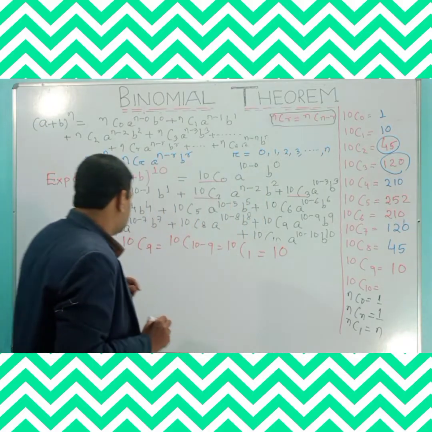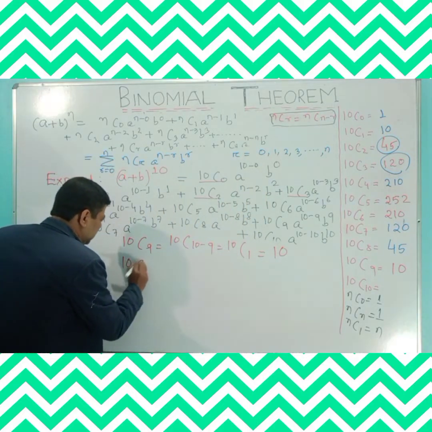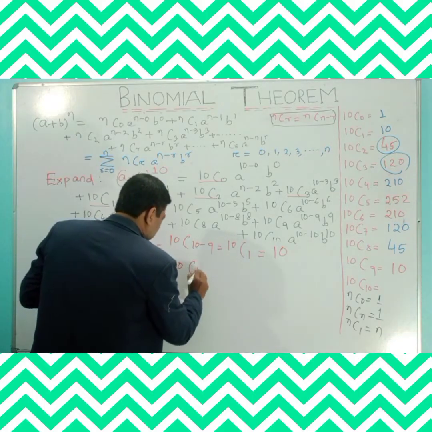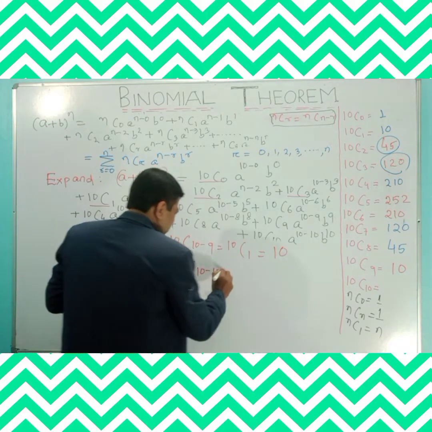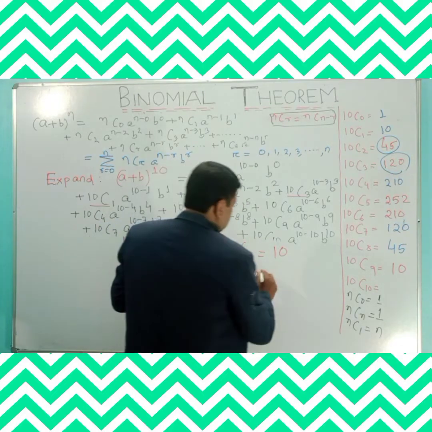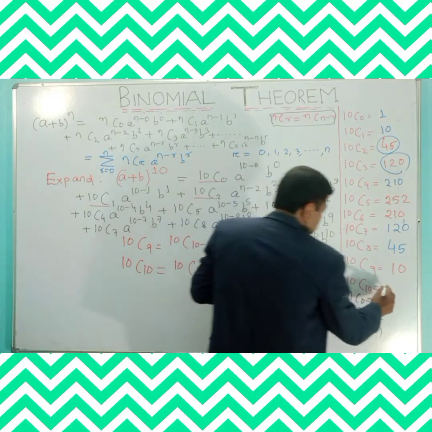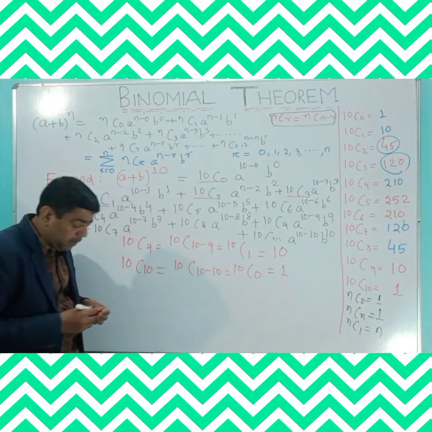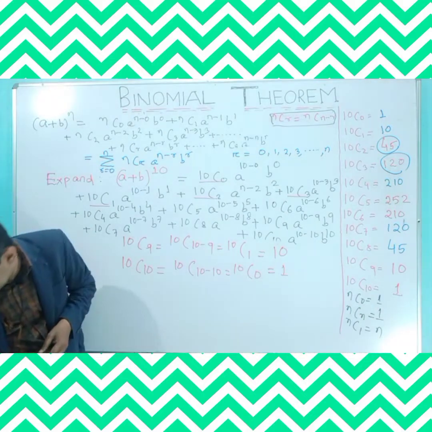Understand? Okay, then after that 10C10. And 10C10 means what? 10C(10 minus 10). Yes, so 10C(10 minus 10) is 10C0, and the 10C0 value is always 1. So you can write 1 also.